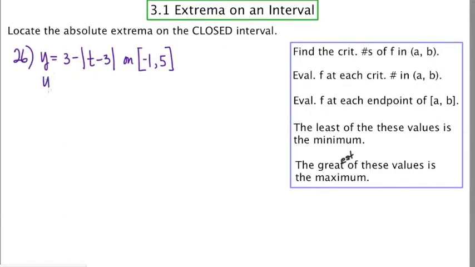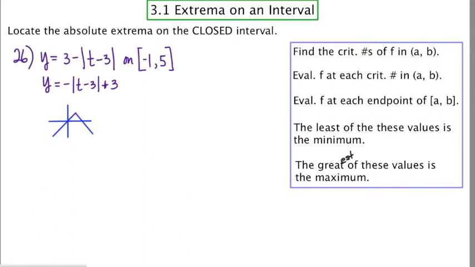So to start, I'm just going to rearrange the order a little bit, and I'm going to call this the opposite of the absolute value of t minus 3 plus 3. When it's written in this way, I can understand what's going on a little bit better. So I'm going to draw some axes right here, and this tells me it's going to be 3 to the right, 3 up, and then turned upside down.